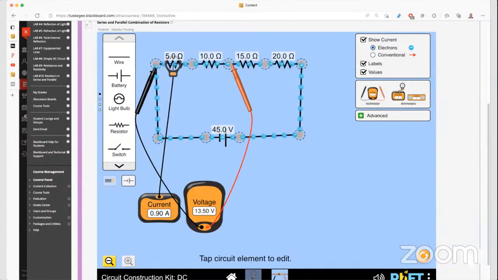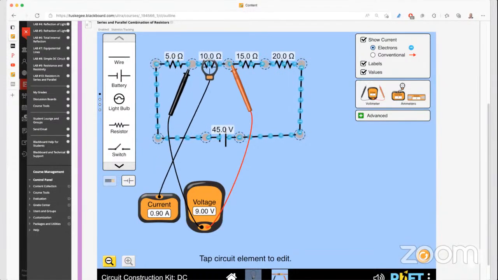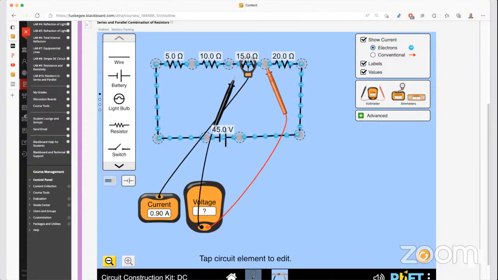Let's go across the 10 ohms. The 10 ohms is 9. Again, the current is 0.9. 0.9 multiplied by 10 is 9. Again, that's consistent. Somebody predict the voltage for the 15 ohms. The current is 0.9. What is 0.9 multiplied by 15? 13.5. Okay, let's see if that's the case.